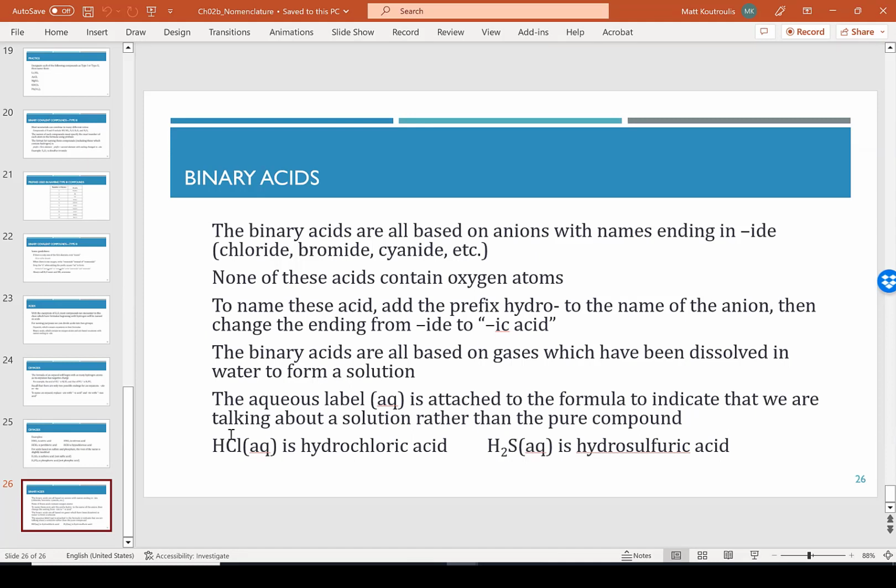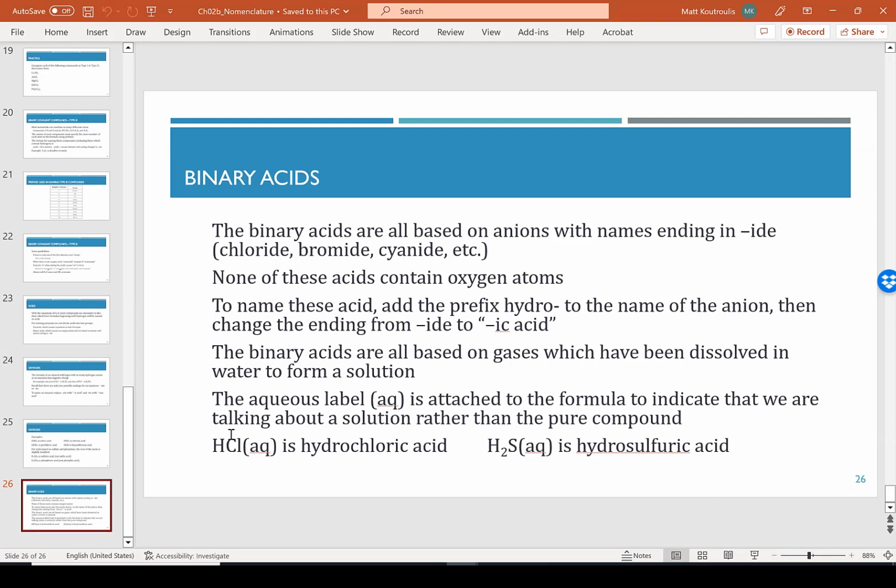Well, it all depends. If the ion is from group seven, you need one hydrogen. If it's from group six, you need two. Essentially, it's like you're canceling out the charge, right? Because chloride would be minus one, the H is H plus one, so you'd need two hydrogens for those. These only apply, again, to things in group six and group seven.